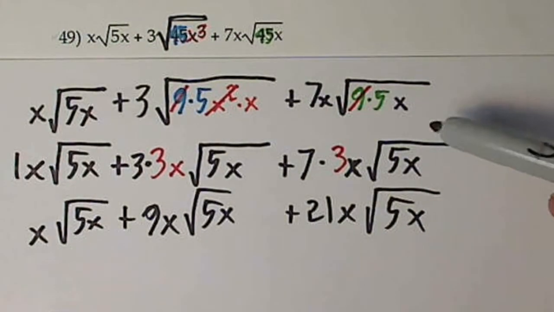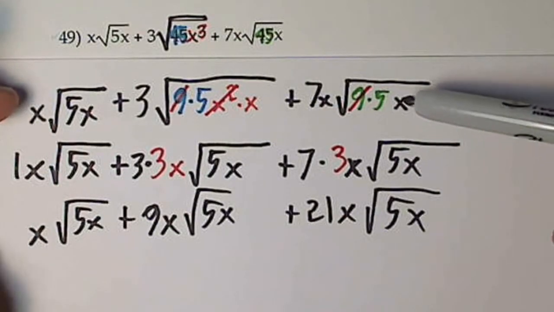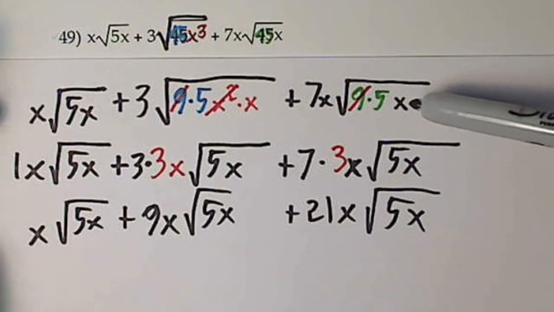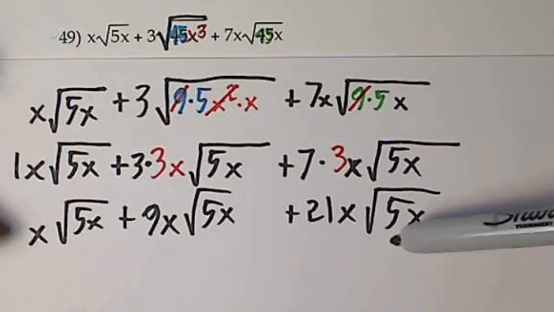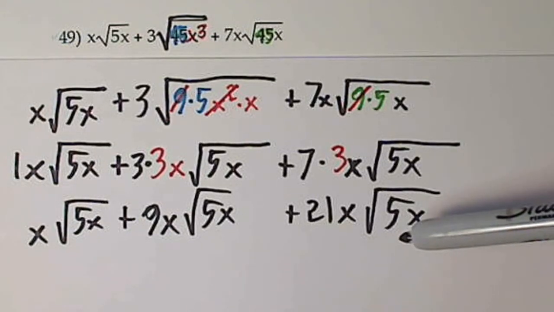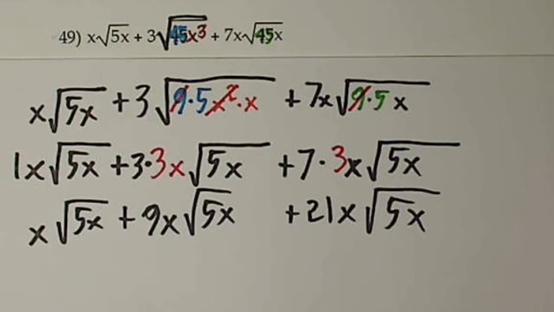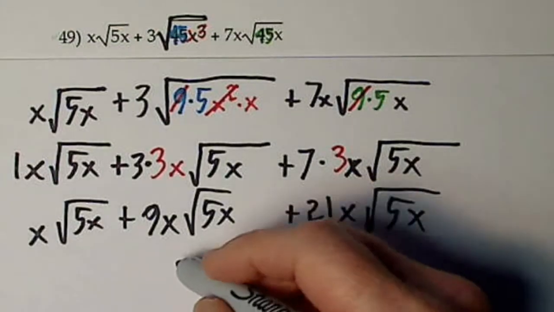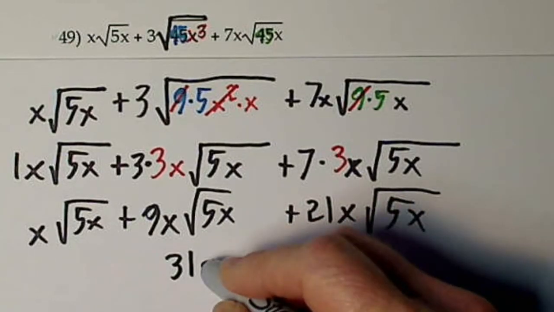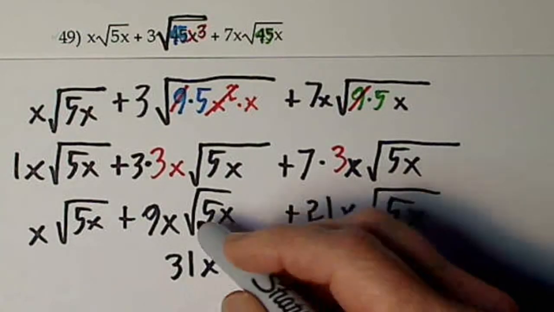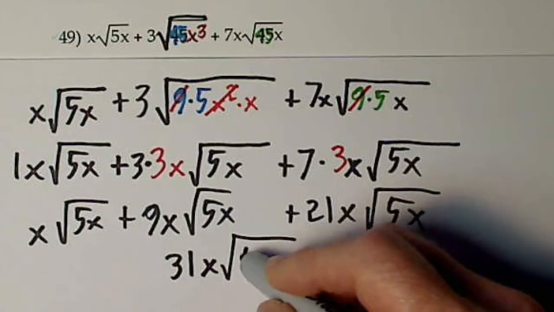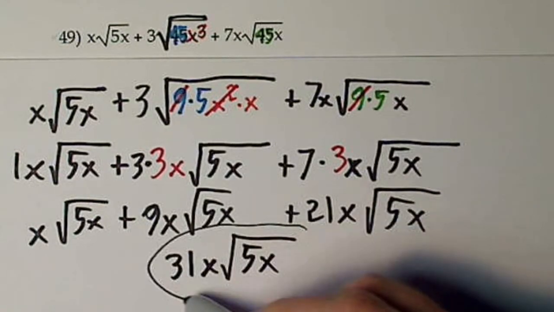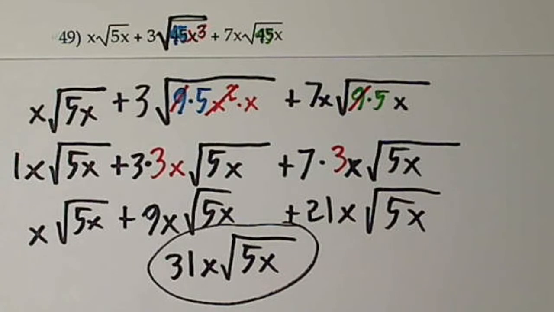And I want to mention, the more you can do this in your mind, the better off you're going to be, I suspect, because you can see it gets very cluttered when you try to show everything that you're doing. I'm just trying to be very explicit here, okay? Fortunately, all the signs are positive, so I'm just going to add them. 9 and 1 is 10. 21, that makes 31. The x just comes along for the ride, as does the radical 5x. So that would be your answer for number 49.